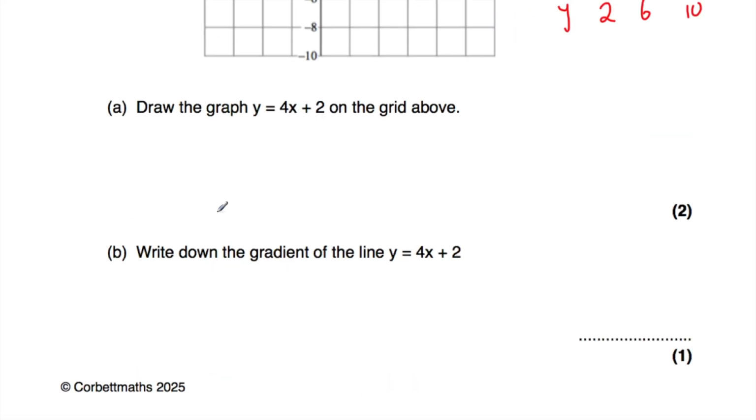Okay, and then part B. Part B says write down the gradient of the line y equals 4x plus 2. So we want to write down the gradient of that line.